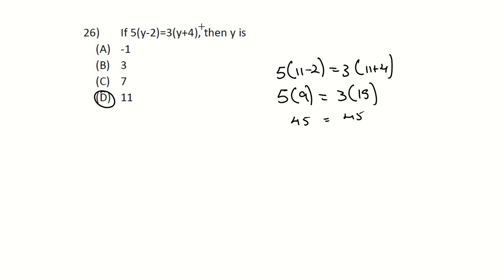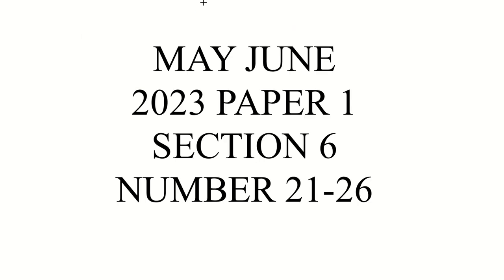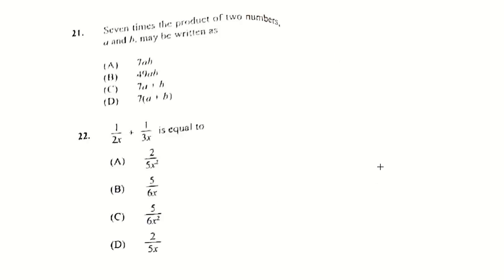Alright, and that is the end of January 2024. Let's go on to May, June 2023. Paper 1, Section 6, which is number 21 to 26. 7 times the product of two numbers A and B. This is a repeated question. It's 7AB.